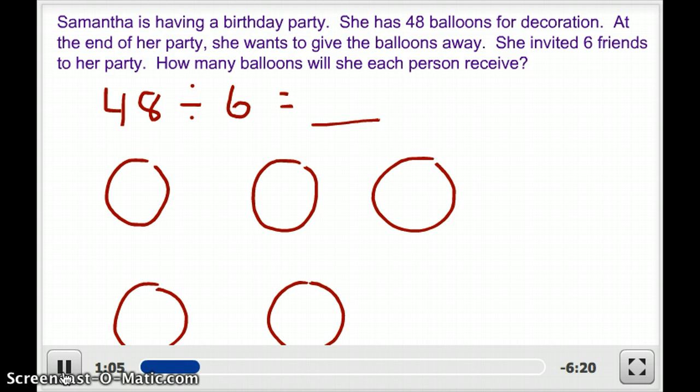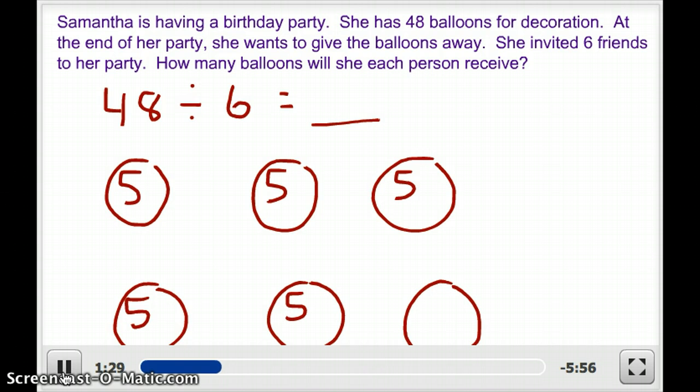Now, I have a choice here. I can distribute one balloon to each of these 6 groups one at a time, or I can take bigger parts and put them in each of these groups and use my knowledge of multiples to help me. I'm going to start by giving each friend 5 balloons. 5, 10, 15, 20, 25, 30.